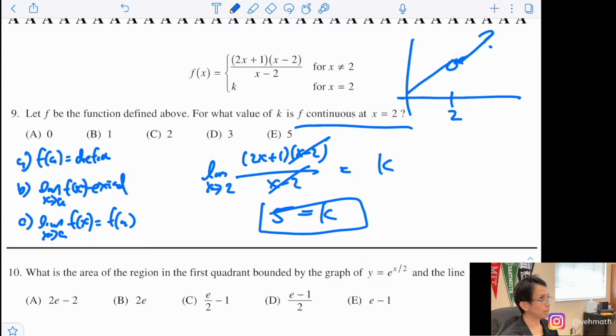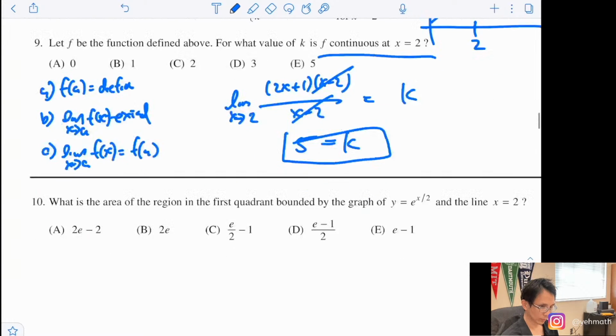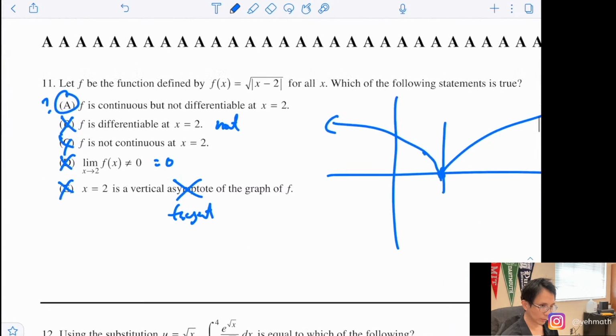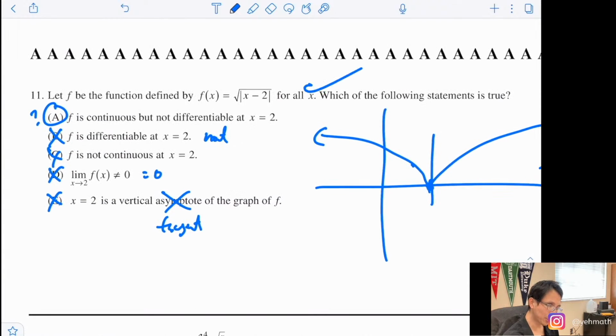Next question. Oh, could you do 11? Actually, okay, no, no, no. 11 is a great question, so I'm gonna go with 11 for sure.